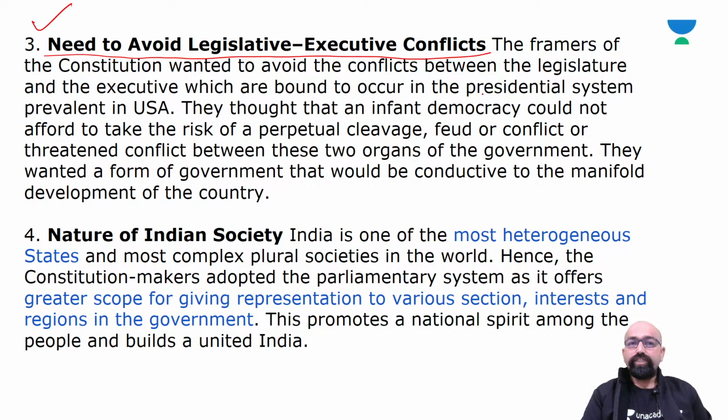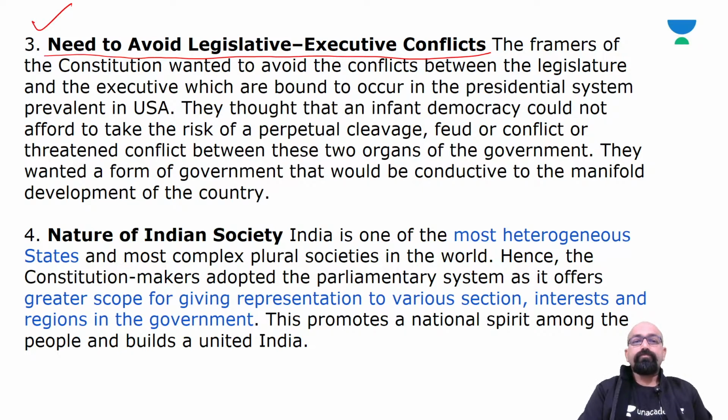Need to avoid legislative and executive conflicts. So the framers of the constitution wanted to avoid conflicts between the legislature and the executive, which are bound to occur in the presidential system prevalent in USA. So basically our founding fathers wanted to avoid this conflict between legislature and the executive during the day-to-day work or during the running of our government, right?